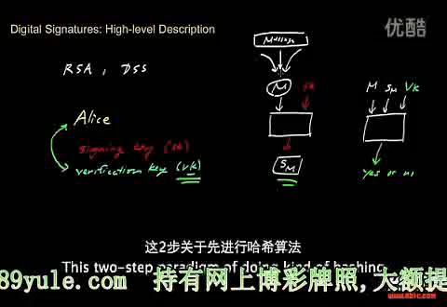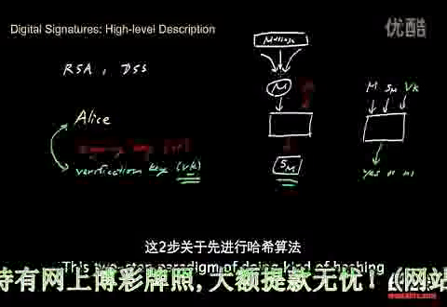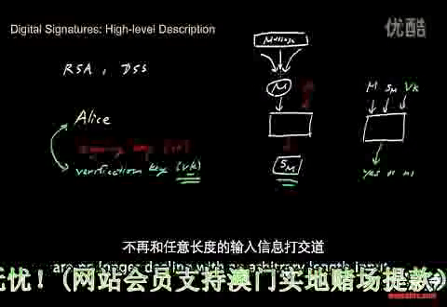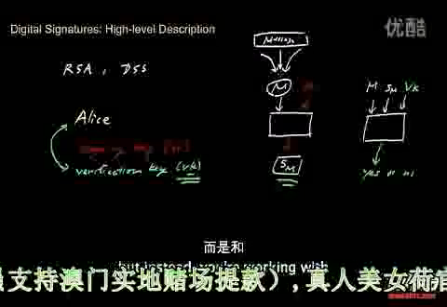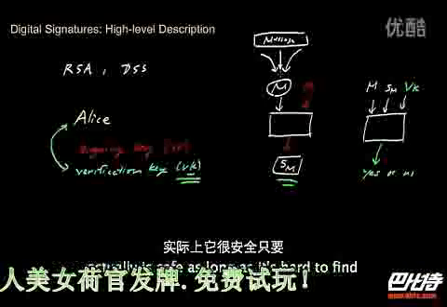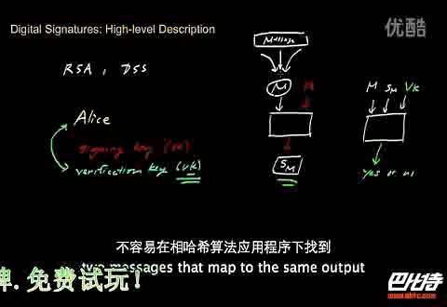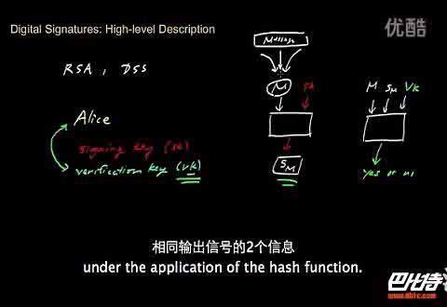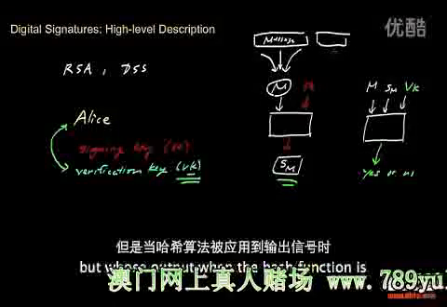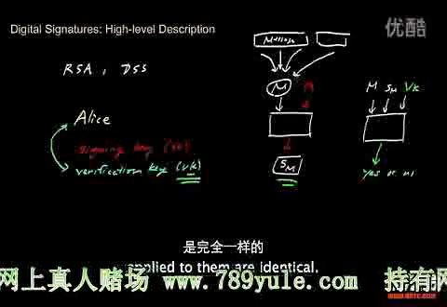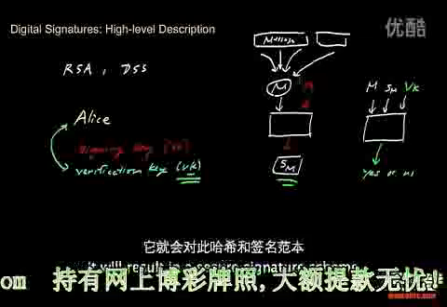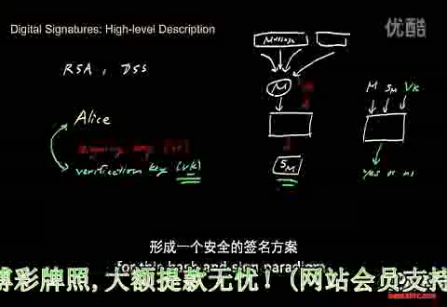Okay? And this two-step paradigm of hashing and then signing ends up simplifying the process of digital signing, since you are no longer dealing with an arbitrary length input, but instead you're working with a fixed length quantity. Okay? And this hash and sign paradigm is safe as long as it's hard to find two messages that map to the same output under the application of the hash function. In other words, you can't come up with two messages that are different, but whose outputs, when the hash function is applied to them, are identical. Okay, in other words, as long as the hash function is collision resistant, it will result in a secure signature scheme with this hash and sign paradigm.